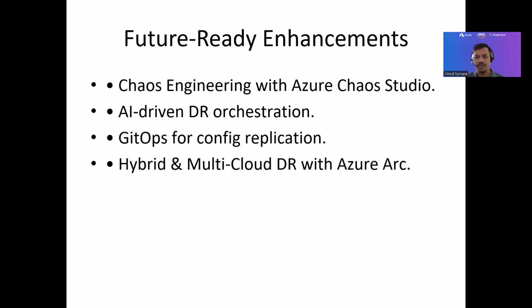And these are the future-ready enhancements, I would say, by using chaos engineering with Azure Chaos Studio, AI-driven DR orchestration. So that's something by using AI capabilities, it could be any AI solution basically for automation and everything together. GitOps for configuring replications, hybrid and multi-cloud DR with Azure Arc, right? So that's something that is also happening now, but definitely that's going to be the future as well, to enhance if that is not achieved yet, or if that is something which is not yet implemented by the organization.